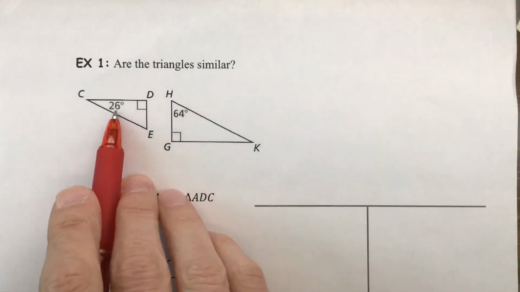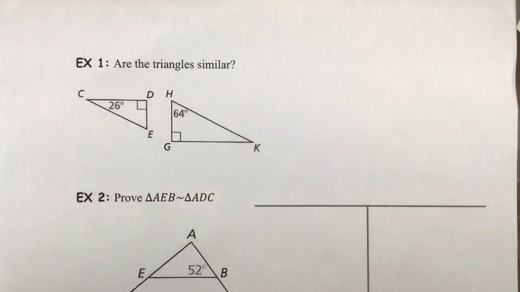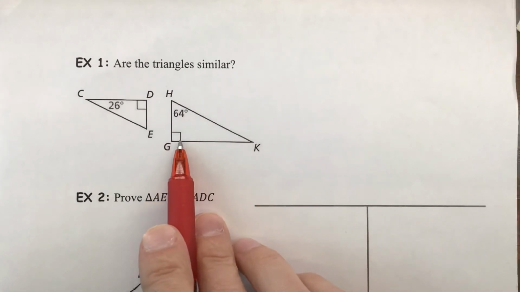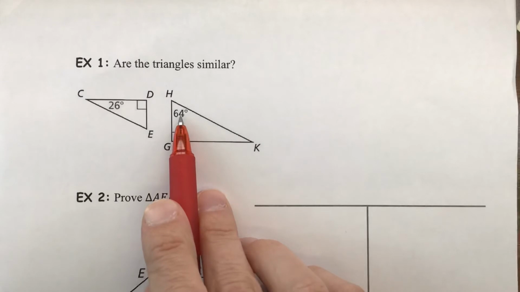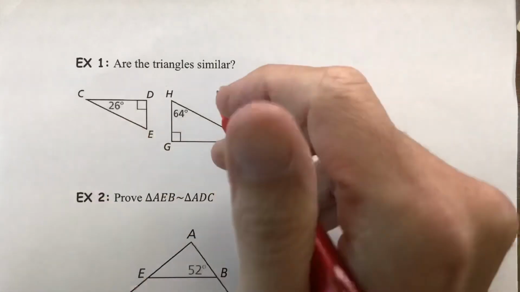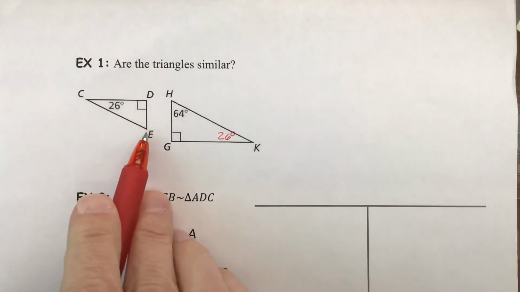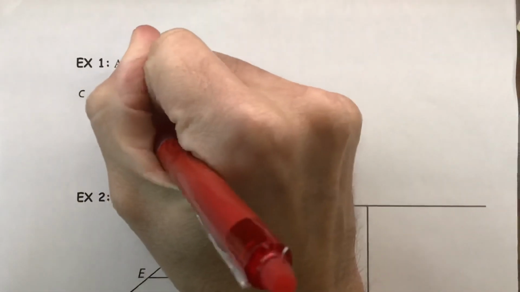Now we've got a 26. We also have a 64. Obviously, those are not the same measure, so that couldn't be our second pair. However, remember that triangles add up to 180 degrees. So we could figure out what this angle is by subtracting these values from 180. Or, because you've already got a right triangle, you could just look for the complement to that angle. If I took 90 and subtracted 64, surprise, it's 26 degrees. So these do match, which also would mean that E matches H, that would be 64.